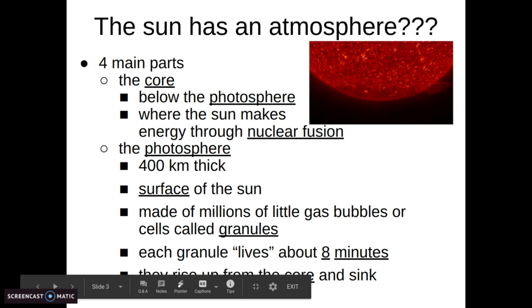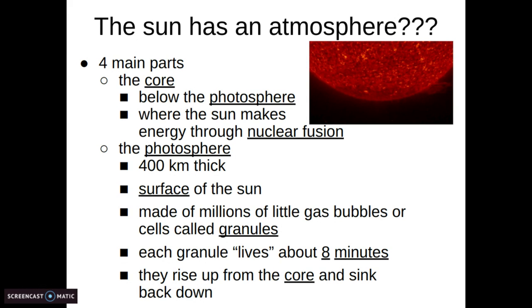So the sun does have an atmosphere. It's basically another gaseous body in our solar system. It has four main parts. The first one being the core. The core is found below the photosphere. The photosphere is known as kind of the surface of the sun. So the core is below that. And this is where all of the energy is made for the sun. It's where nuclear fusion happens. And we'll talk about nuclear fusion in a little bit. So the reason that light comes from the sun is because of the nuclear fusion that's happening in the core.